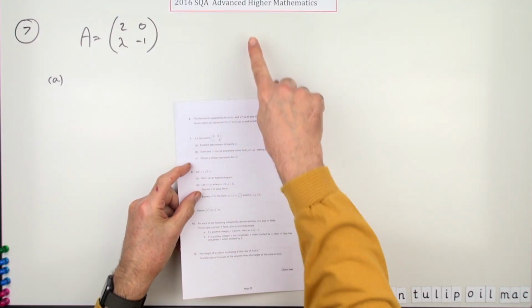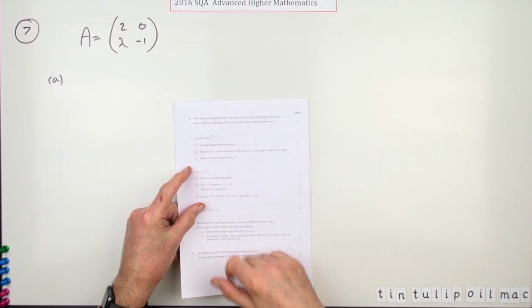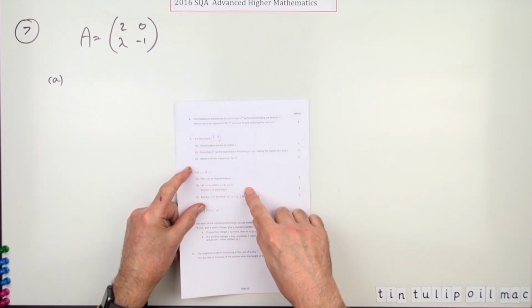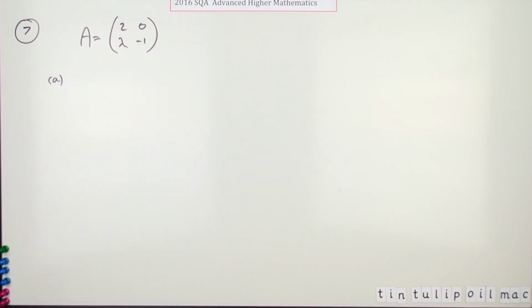And so number 7 from the 2016 Advanced Higher Maths. We've got another 6-mark question here, a little 2x2 matrix. First of all, for 1 mark, just what's the determinant of this matrix?